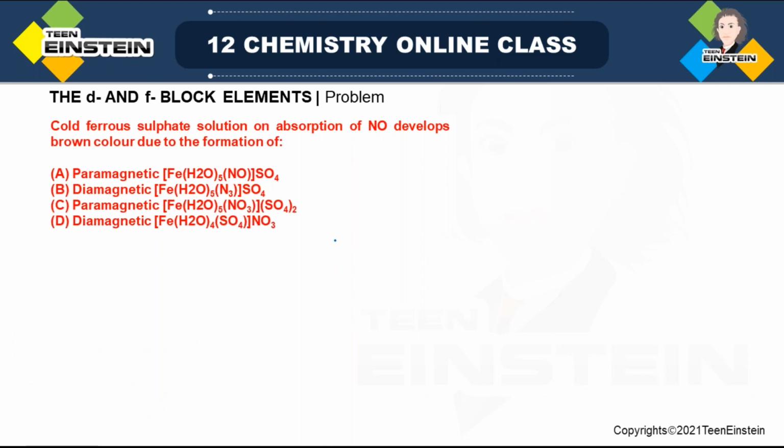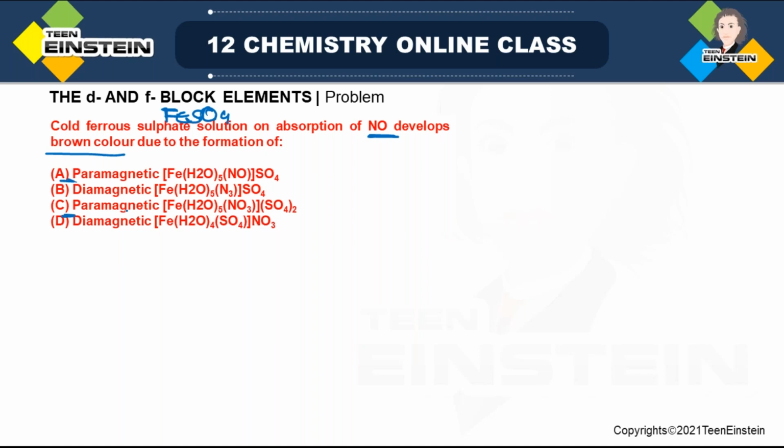Cold ferrous sulfate solution, that means FeSO4, ferrous, Fe2+. Cold ferrous sulfate solution on absorption of nitric oxide develops brown color. This brown color is because of which of these 4 complexes? So see, ABCD 4 options, and in all the options there is a different complex. In none of the options will you find the same complex appearing again. All these are different. But these are paramagnetic, diamagnetic: A and C para, B and D dia.